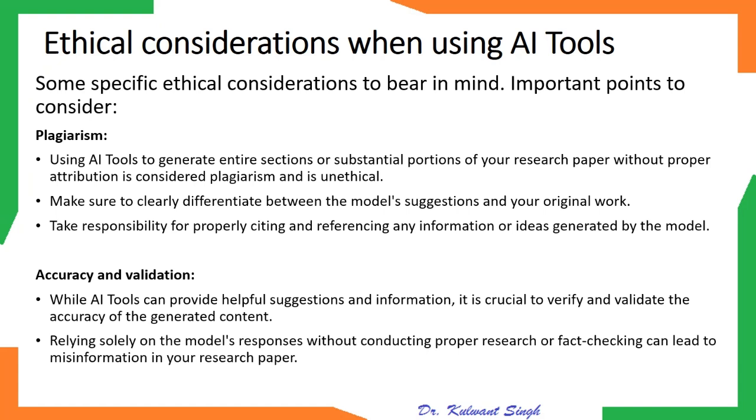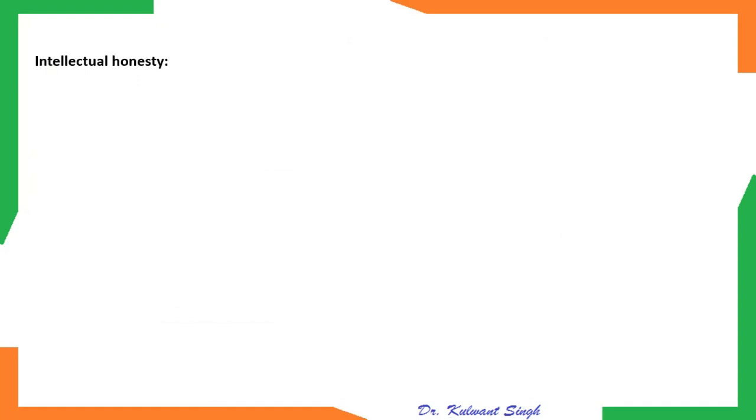Relying solely on any AI tool without conducting proper search or fact checking can lead to misinformation in your research document. There is no replacement for the human mind. Your critical thinking is important when you use the AI tool. You have to verify the information for accuracy and then you can use that information in any of your research documents. Next is intellectual honesty.